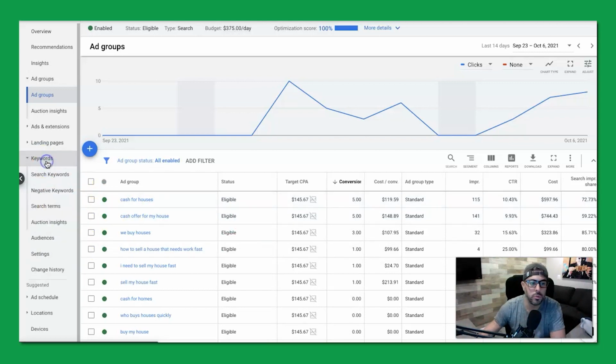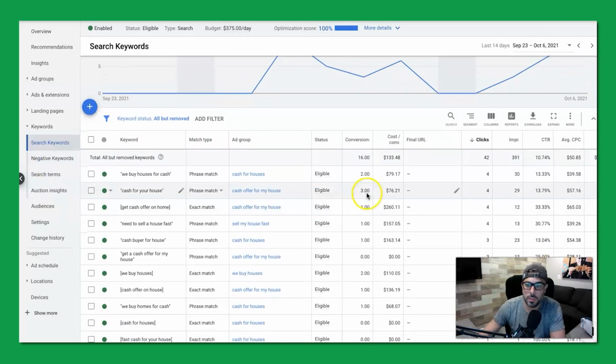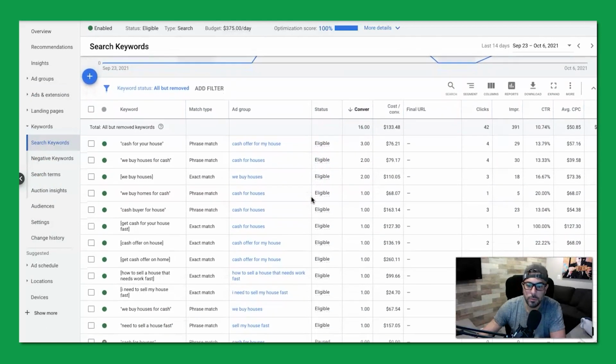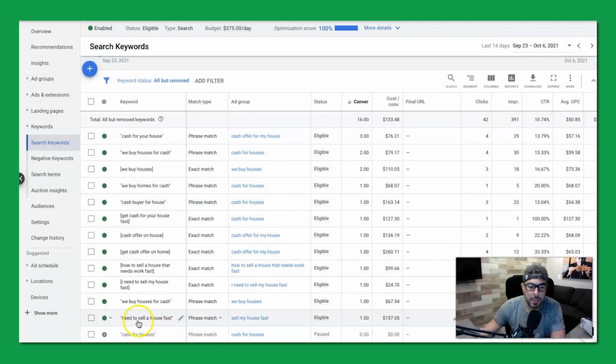So if we go to keywords, you'll see here all the keywords that have driven the leads. Right? So we got need to sell a house fast, we buy houses for cash, I need to sell my house fast, how to sell a house that needs work fast, get cash offer on your home. So these are all cash offer on houses. There are people who are looking for a cash offer. These are such high intent keywords.